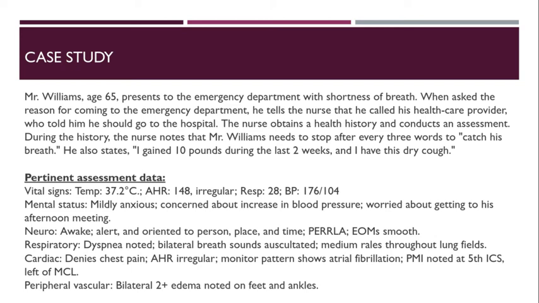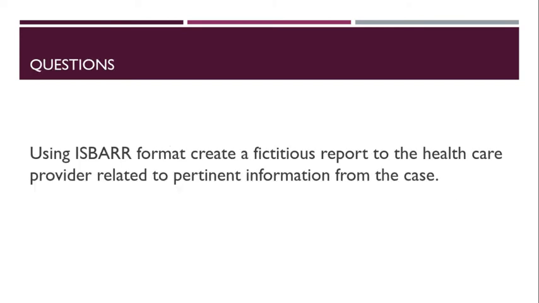Cardiac: he denies chest pain. His heart rate is irregular and shows atrial fibrillation on the monitor. There might be a murmur noted at the fifth intercostal space. Peripheral vascular: he has bilateral 2+ edema noted on his feet and ankles.